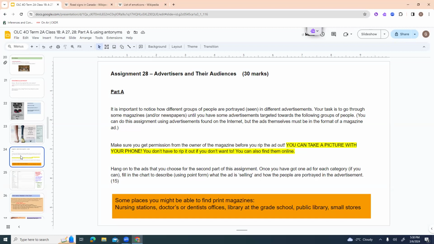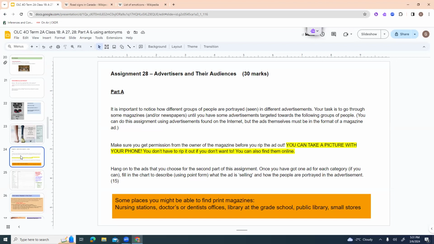Whatever ads you use, including whatever ones you find on the internet, either physically save them in a physical folder, or if you're grabbing them off the internet, make a folder on your computer and save them in there because you're going to need them for part B. Once you have an ad for each category that is listed, fill in the chart, which I will show you in a second, using point form describing what the ad is selling and how the people are portrayed in the advertisement. And this is worth 15 marks.